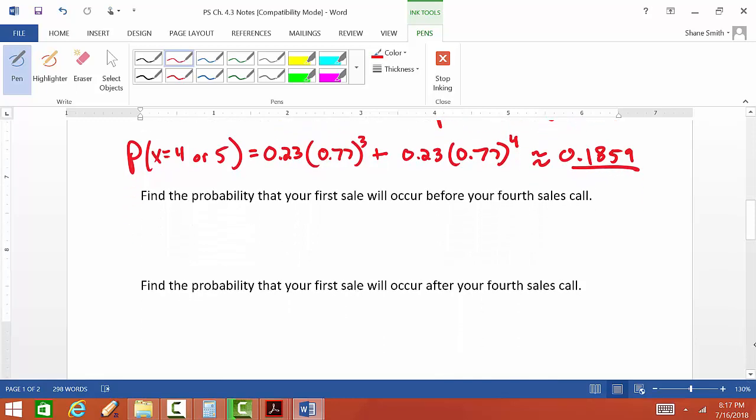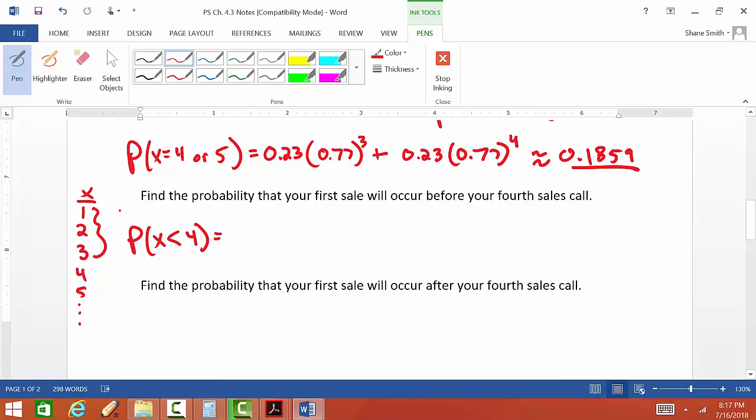Let's do the next one here. Find the probability that your first sale will occur before your fourth sales call. So X is before the fourth sales call. Well, this could be the first sales call. So think about this. This could be the first sales call, the second sales call, the third sales call, and that's it. So I'm just going to write all these out. It could be the first, second, or third.